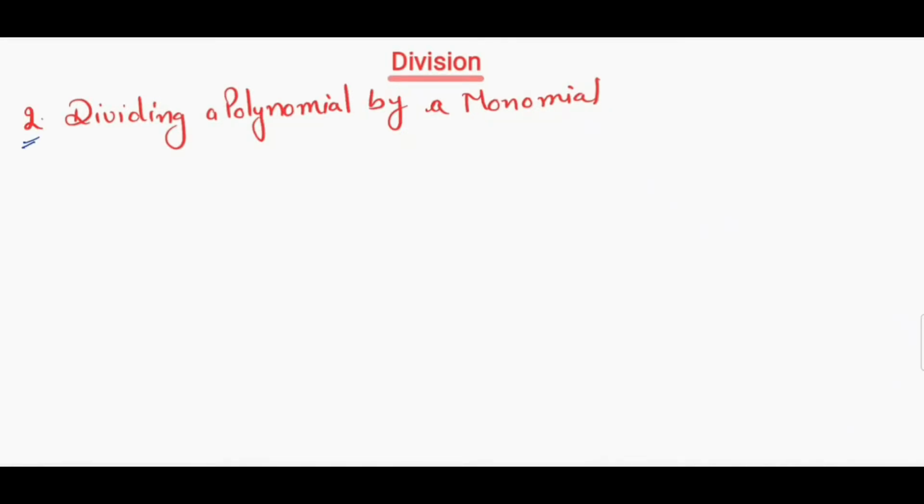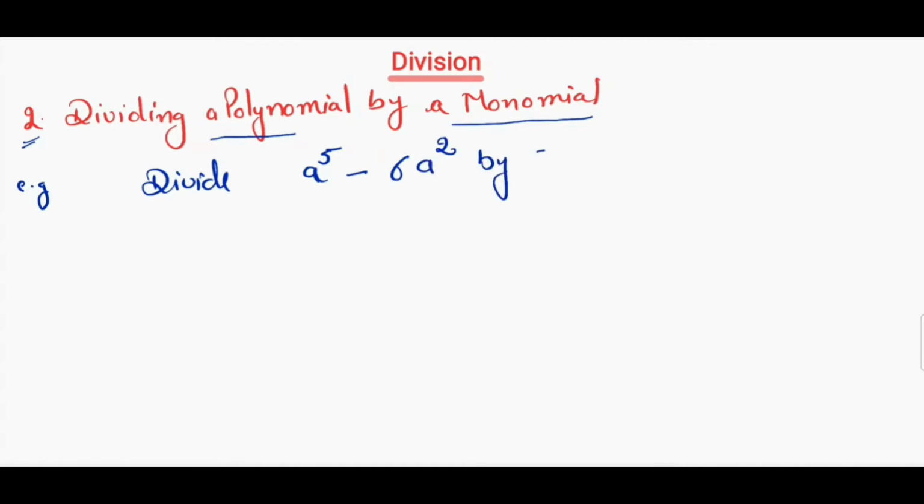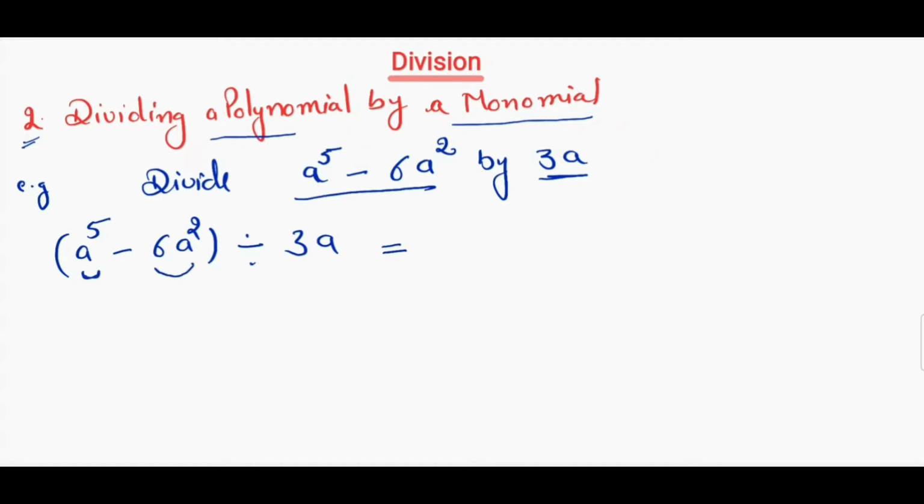The second type of division is dividing a polynomial by a monomial. For example, divide a raised to power 5 minus 6a raised to power 2 by 3a. We can write this as a raised to power 5 minus 6a raised to power 2 divided by 3a. Here this is a monomial and this is a polynomial, so we have to divide each term of this polynomial by this monomial.